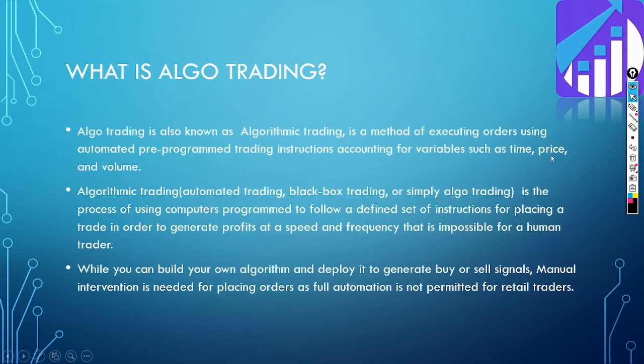Now, what is algo trading? This definition is from Zerodha, where they explain algo trading in detail, but I'm explaining it in a very simple way. Algo trading for us, for any new entrant to the market, is computer trading based on the rules given by us. The rules we give, the computer executes. That is algo trading. That is it. Nothing else.